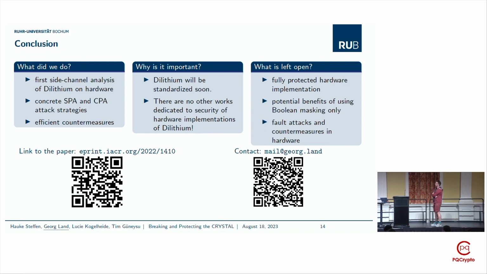And yeah, future directions that I'd like to see would be a fully protected hardware implementation. I think we're getting there, and hopefully at some point soon there will be one. And also what I'm looking into is a potential benefit of using only this Boolean masking approach for some other reasons as well. And then one thing that's also fairly unexplored is fault attacks and countermeasures in hardware.